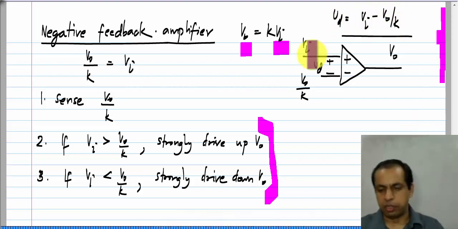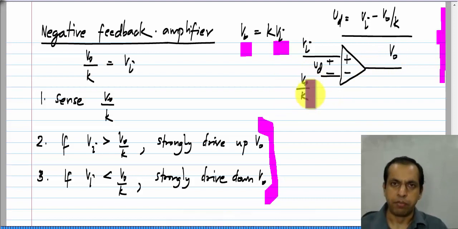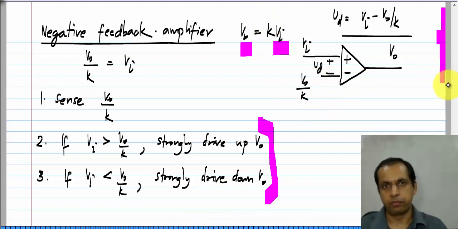And similarly, if V I happens to be smaller than V naught by k, the op amp will strongly pull down V naught. It will drive it strongly negatively. So, this is exactly what we want. The only thing we need to do in order to complete the circuit is we have to somehow obtain this V naught by k, which is a fraction of V naught. Remember, we are realizing an amplifier. So, this k is more than 1. So, V naught by k is smaller than V naught.